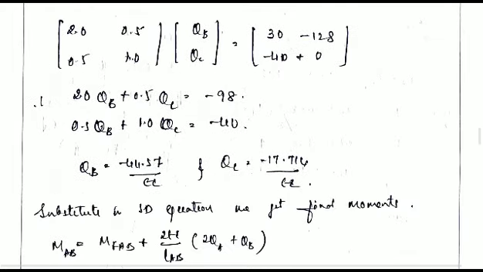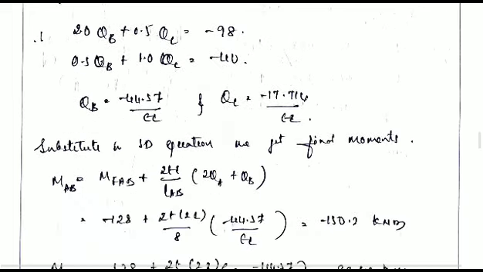In a similar fashion, the rotation at C will be minus 17.714 by EI. So once we get the rotations at B and C, substitute these in the slope deflection equations and we can calculate the final end moments at individual joints. So the final moments are here.